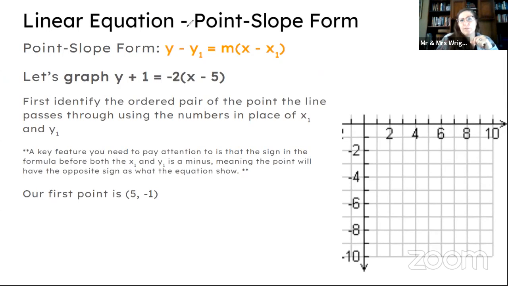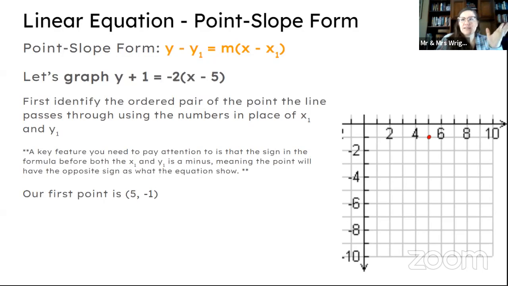And this is that information about how you need to find the negative of the x1 and the y1 values to find the point. And our first point is (5, -1). So let's plot that here. We went over 5 and down 1. That's the point (5, -1).